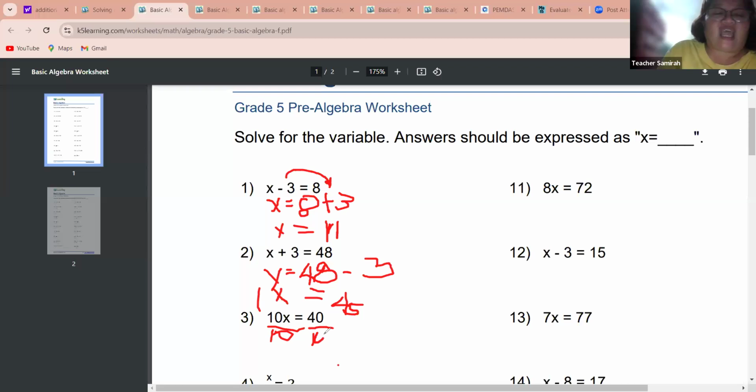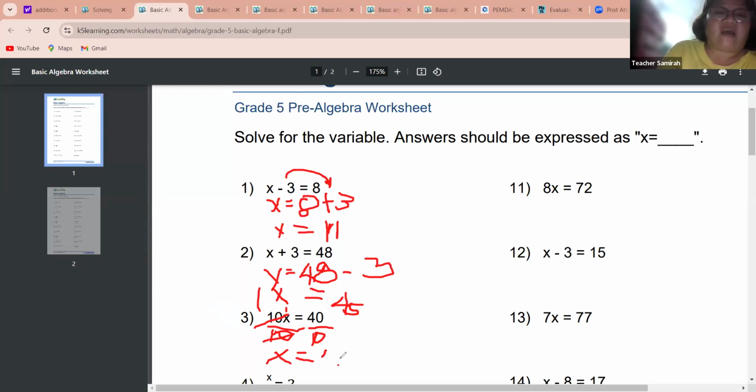Okay, so 10 divided by 10 is what? What is 10 divided by 10? It will be 1. Okay, 1 times x would give us x, right? And then on the other side, 40 divided by 10 would give us 4.